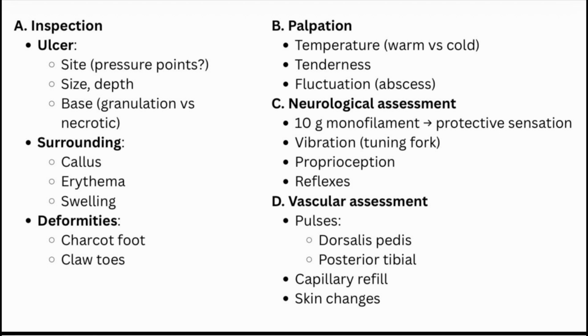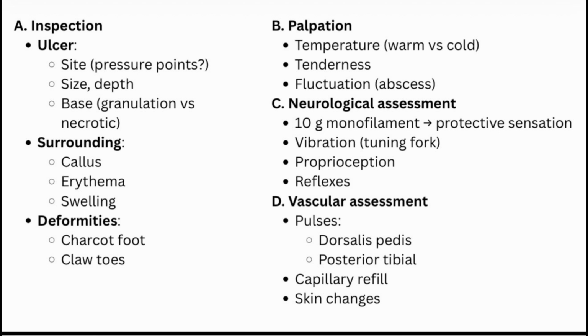Next, we look at the surrounding area. We check for callus formation, erythema, and swelling, which may indicate pressure or infection. We also assess for foot deformities, such as Charcot foot or claw toes, as these contribute to abnormal pressure distribution. Next is palpation. We assess the temperature of the foot, whether it is warm or cold, which helps differentiate between infection and ischemia. We check for tenderness, and we assess for fluctuation, which may indicate an underlying abscess.